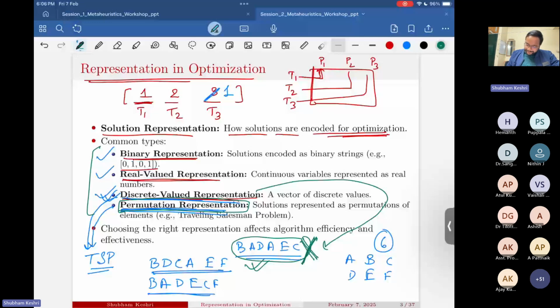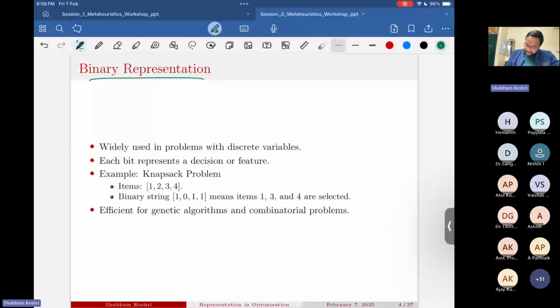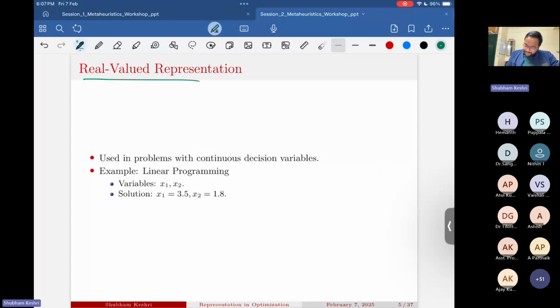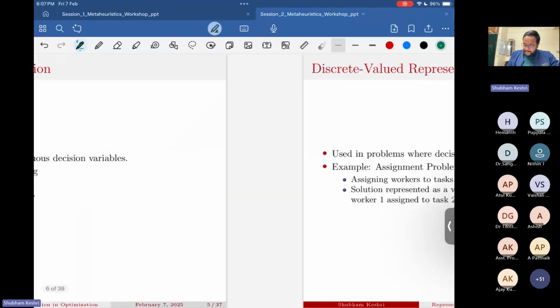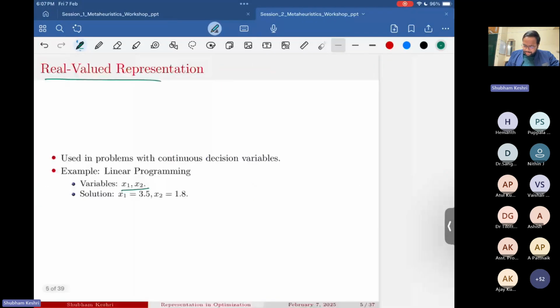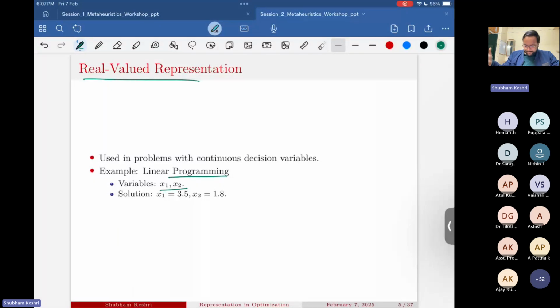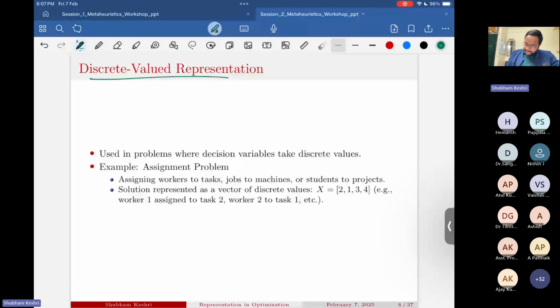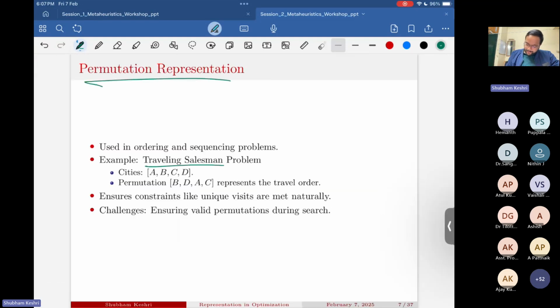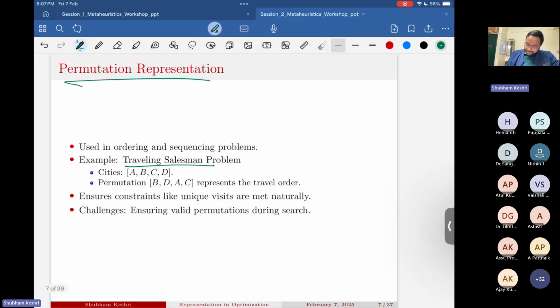Okay. So binary representation, we have talked about this. It is just a bit either on or off. Real valued representation is mainly used in linear programming problems. It's not true that it is only used there. You can use it in other areas as well, but I have taken an example of a linear programming problem. Discrete value representation, assignment problem. So some task has been assigned to some person. The example which I gave, task 1 to person 1, and so on and so forth. Permutation representation, a classical example is the traveling salesman problem.